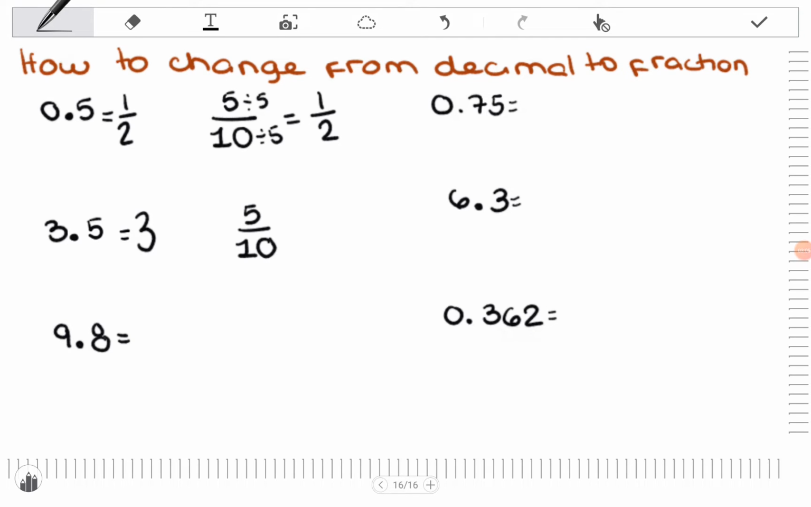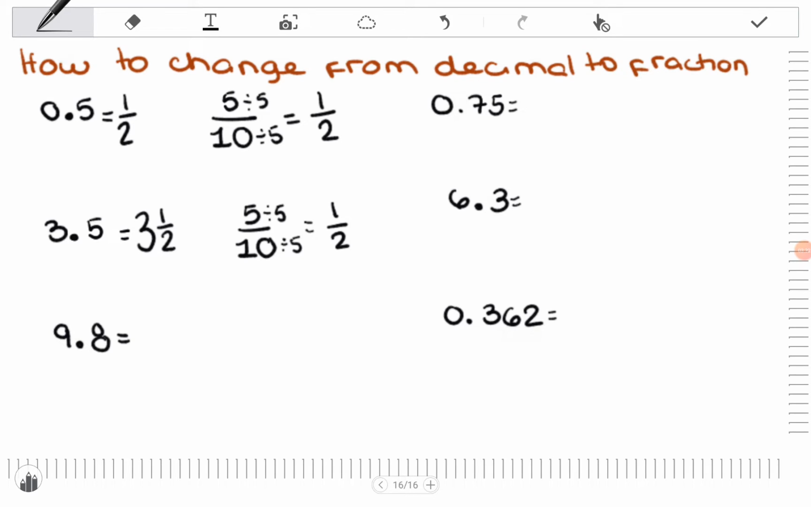And once again, I have to simplify. We already did this simplification: divided by 5, 5 divided by 5 is 1, 10 divided by 5 is 2. And we put it right here. If you noticed, this is a mixed number. 3.5 is the same as saying 3 and 1/2. Maybe it's a little bit confusing. Don't worry, we have 4 more exercises for you to understand.